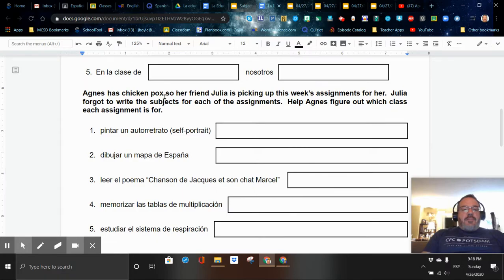Hey, next part. Okay, this girl has chicken pox. She's absent, so she's picking up assignments. And she forgot the names of the classes, and you need to figure out what this is asking, and you need to write the name of the class. So, what assignment is this for? Pintar un autorretrato. To paint an autorretrato, a self-portrait. This is el arte.